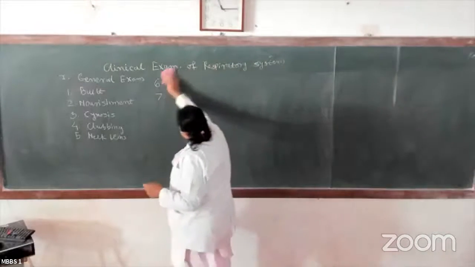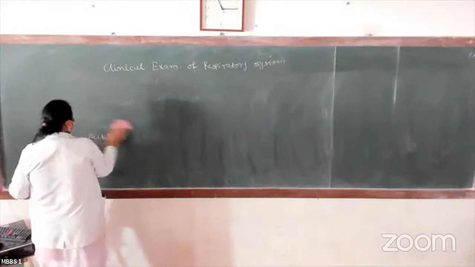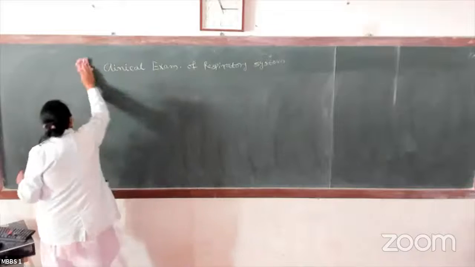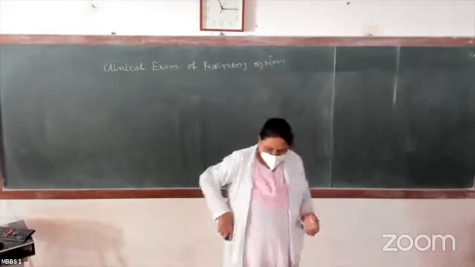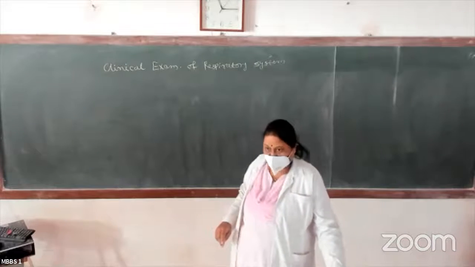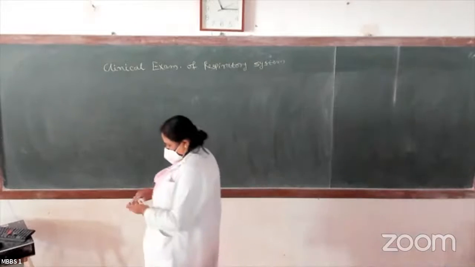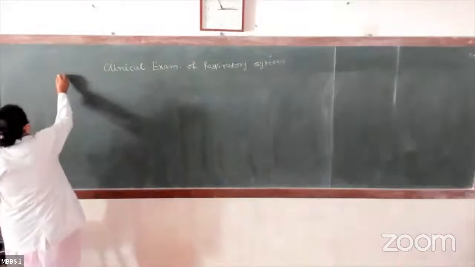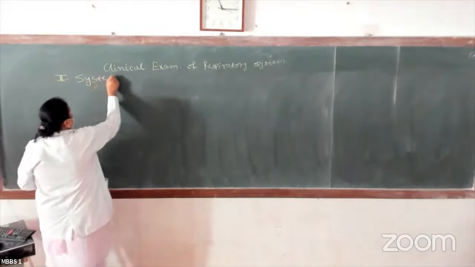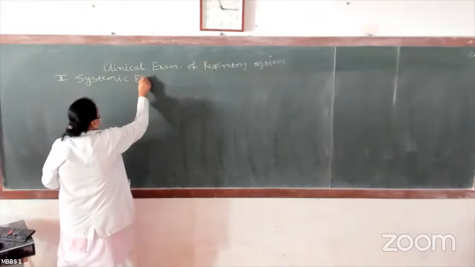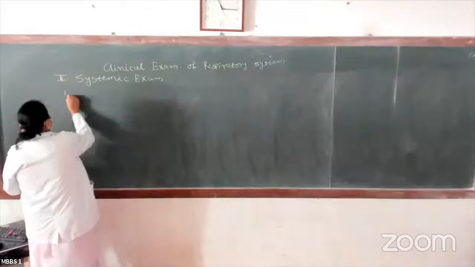Systemic examination is under four headings: inspection, palpation, percussion, and auscultation. In the respiratory system, there are so many questions and so many points, more than in the cardiovascular system. So, second is the systemic examination. In systemic examination, the first one is the inspection.